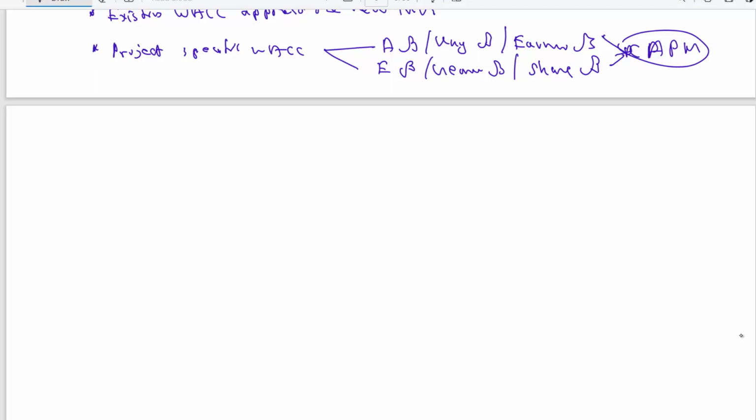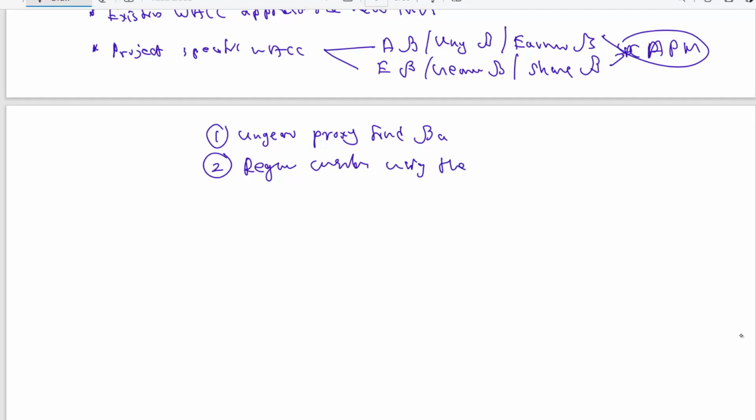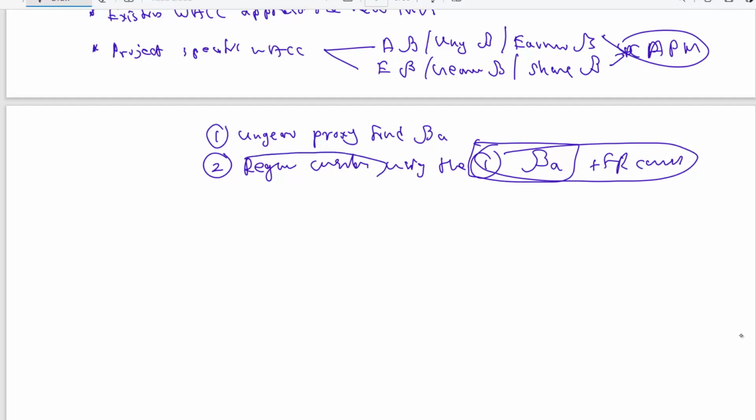Step number 1, ungear the proxy company and find the asset beta. And step number 2, re-gear for the new investment company, if not the considering company, using the asset beta that you got in step number 1 and the financial risk of the considering company. By taking these two factors into consideration, re-gear and find the equity beta.